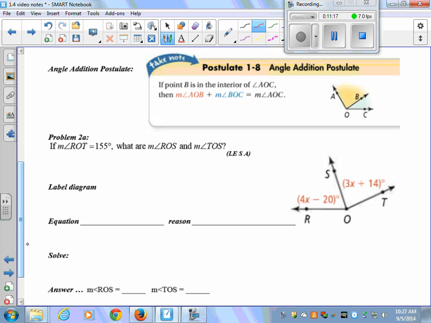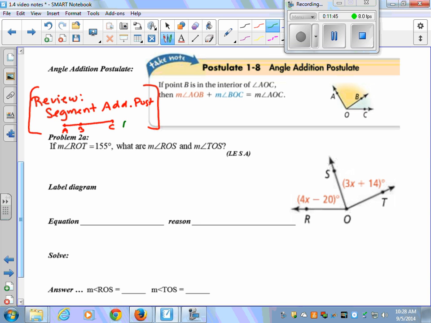So the postulate that we need to learn here is the angle addition postulate, which may sound very similar to something we learned before, which was the segment addition postulate. Remember, the segment addition postulate said that if we have a segment broken into parts, then the length of segment AB plus the length of segment BC equaled the whole thing, the length of segment AC.